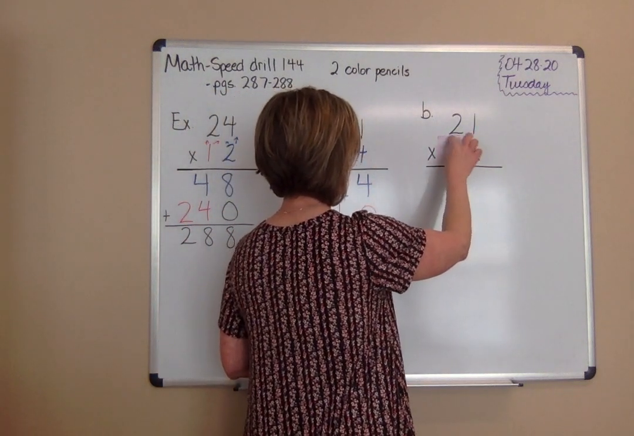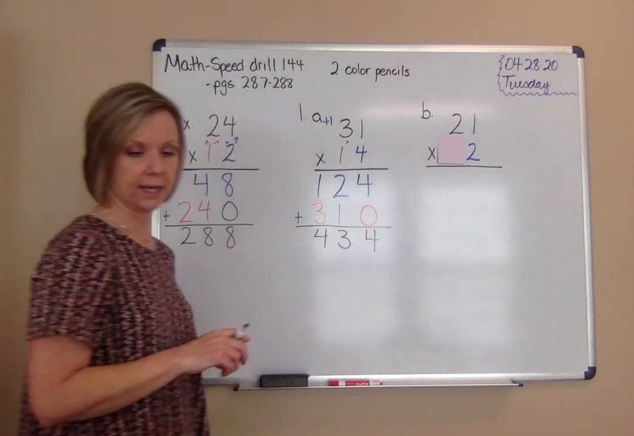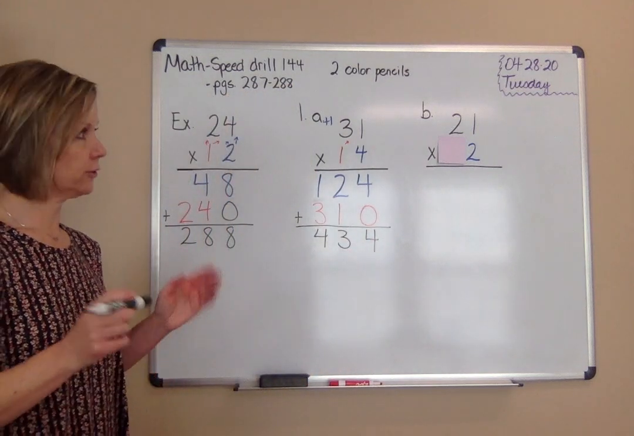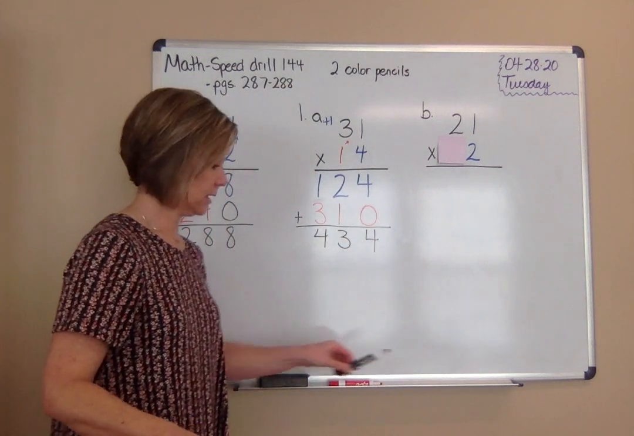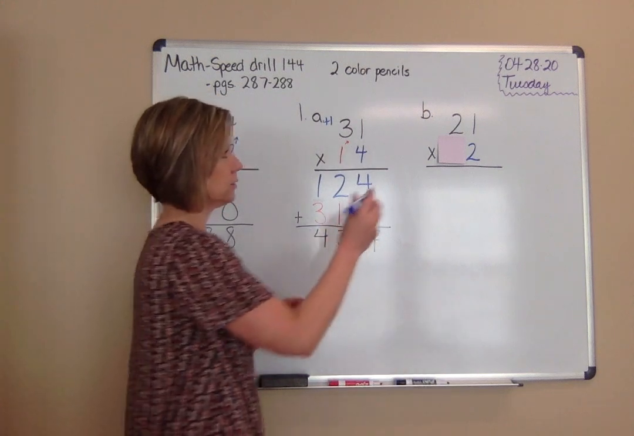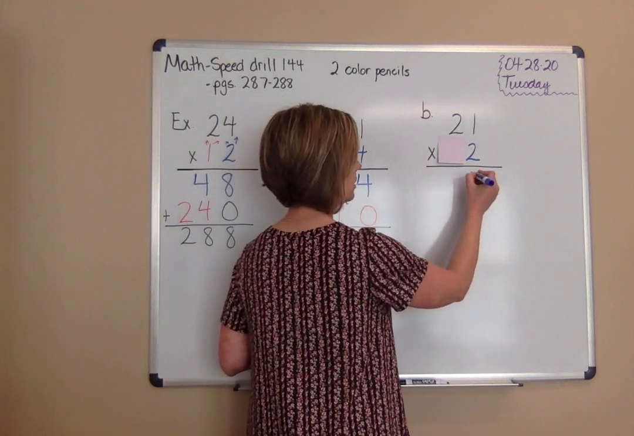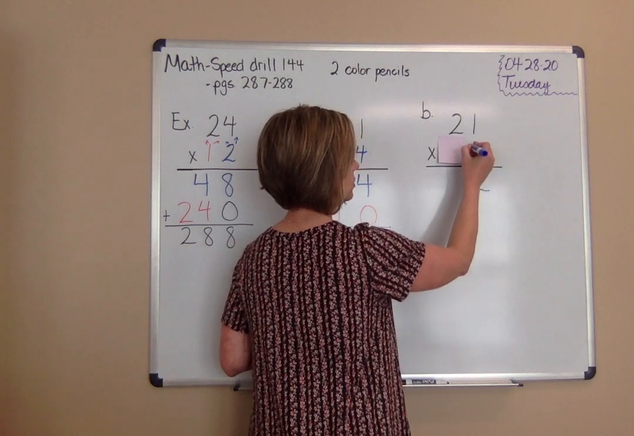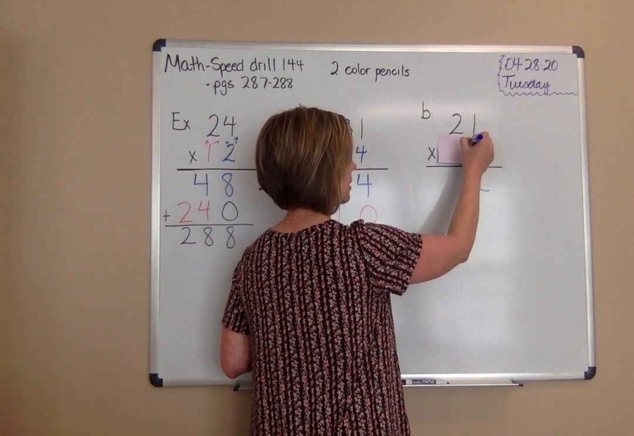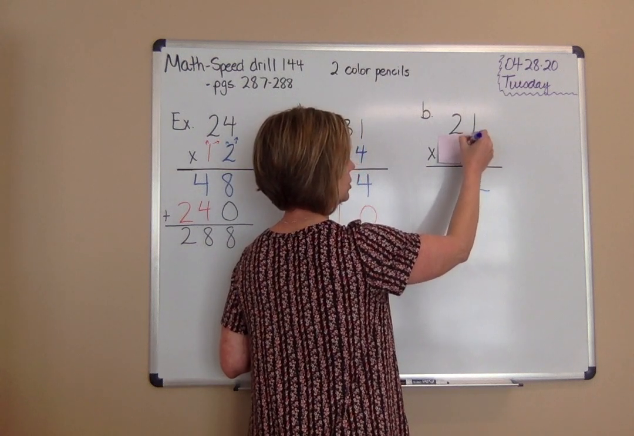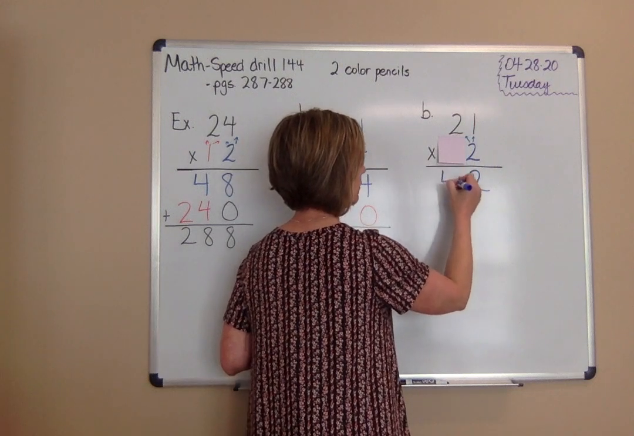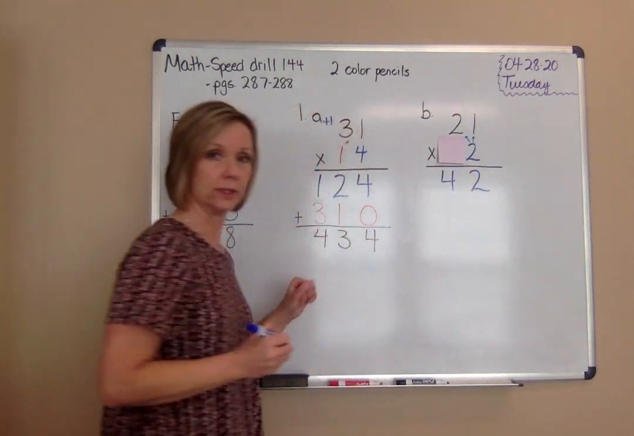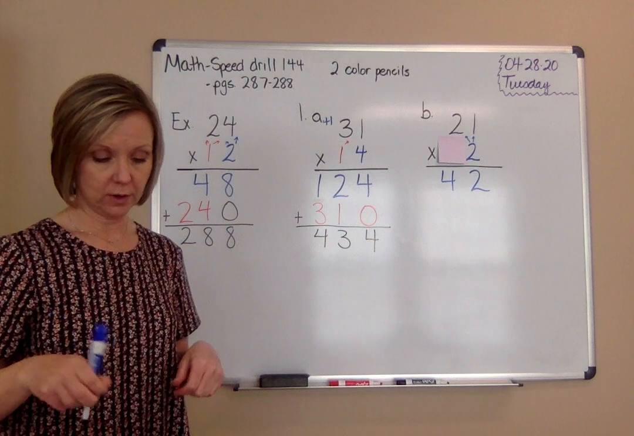We'll cover up. We have 21 times 12. First step, super easy. We're going to say 2 times 1 equals 2. This way, now let's go diagonal. 2 times 2 equals 4. That's really simple, right? Because we've done that before.